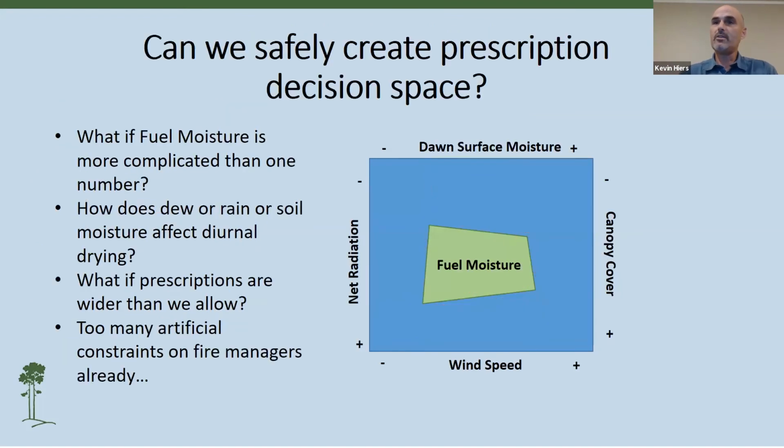What if these tools could allow us to think about prescription and decision space in an expanded way? Say we just had 2 inches of rain yesterday, and so the surface fuel moisture is still going to be influenced by soil moisture. Those things are not in current fire behavior models, but could be in coupled fire-atmosphere behavior models.